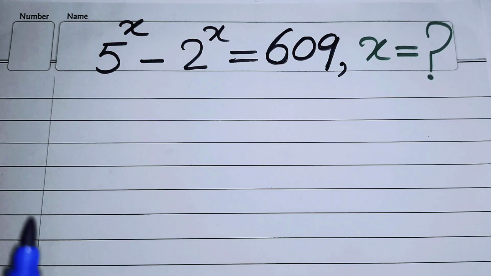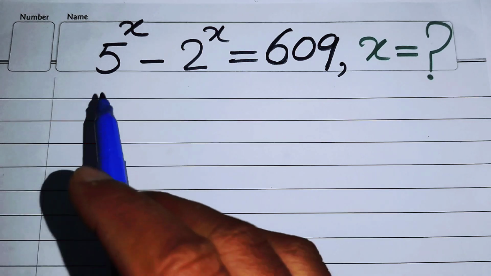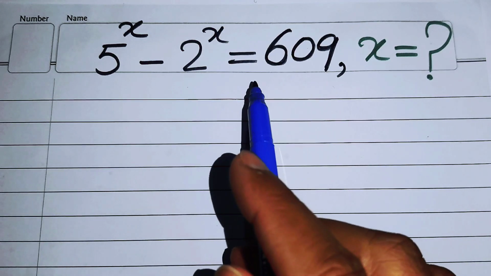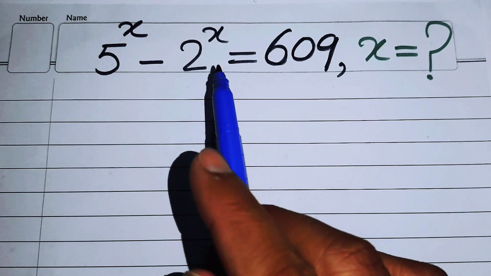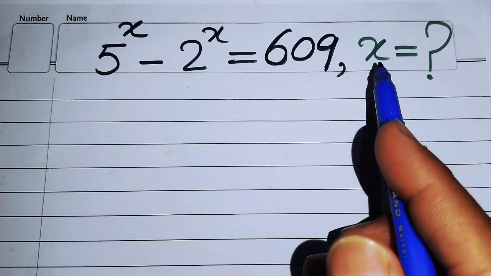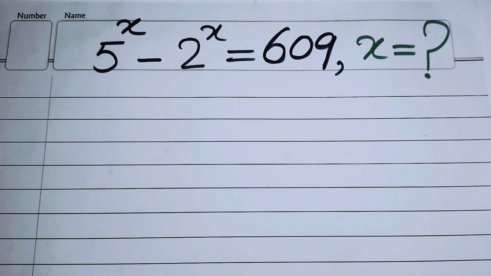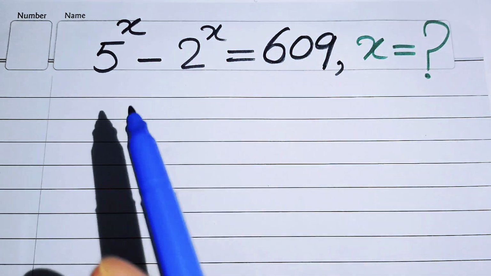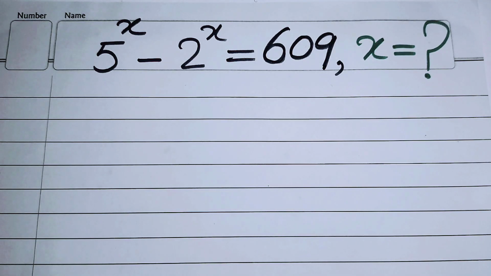In this video we are going to solve this nice math Olympiad algebra problem, and here we have 5 to the power of x minus 2 to the power of x equals 609, and we solve this problem for the values of x. In this question we use a different approach to find the value of x, and this technique is known as the reverse engineering method.